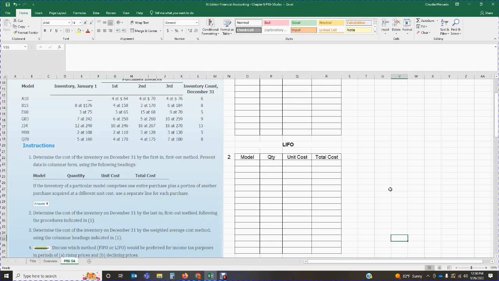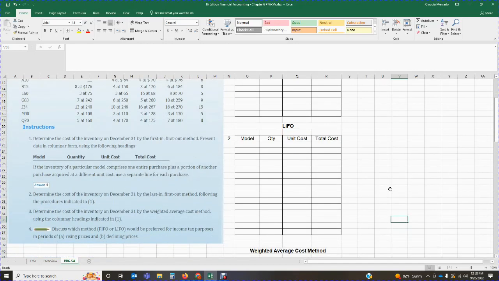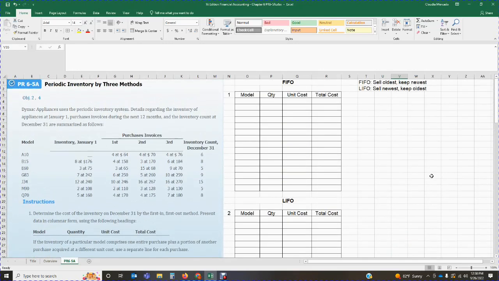LIFO, FIFO, and weighted average. Once we have all of our numbers, we're going to discuss which method would be preferred for income tax purposes in periods of rising prices and declining prices. So let's start with FIFO.